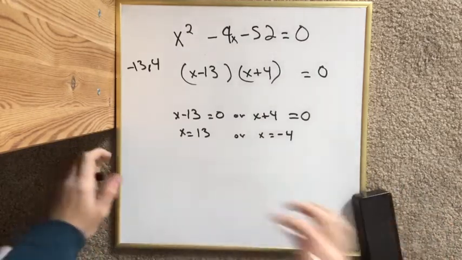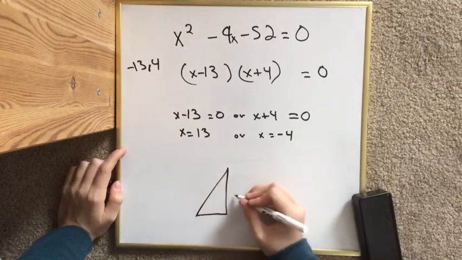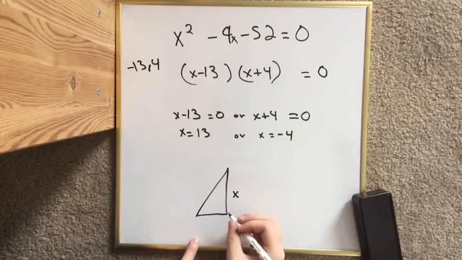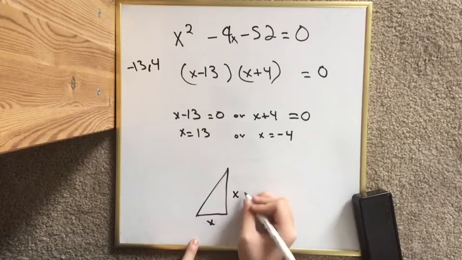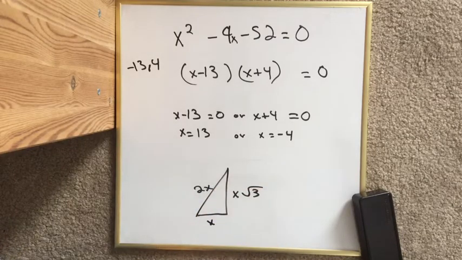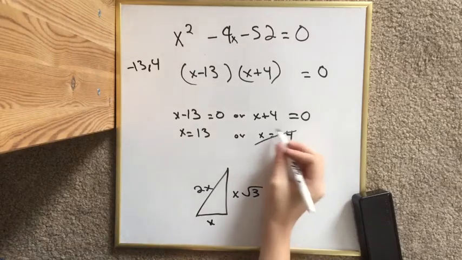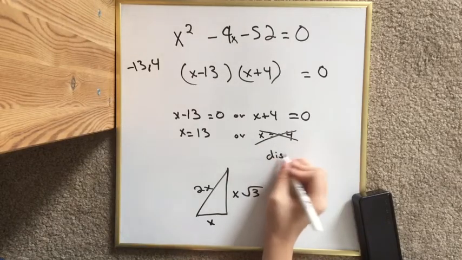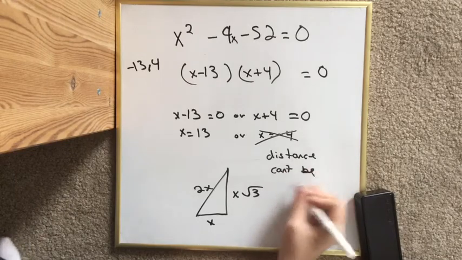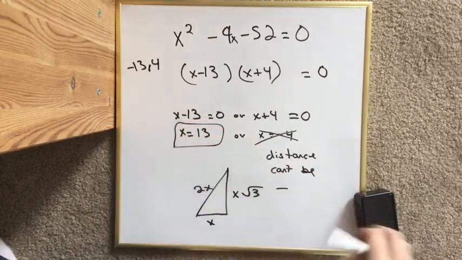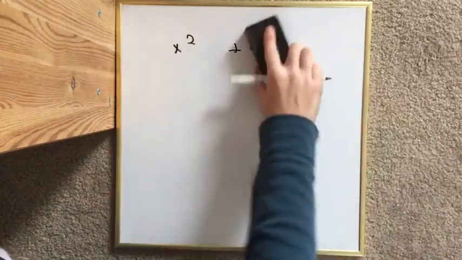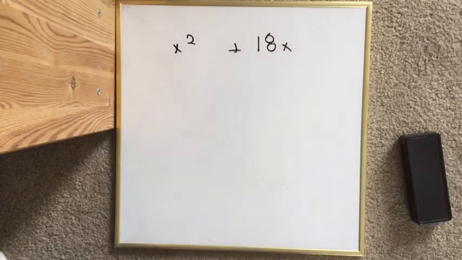Okay. But let's say we were solving for x and we had this triangle, okay? Let's say that's what we were doing this equation for. We got these for our x's. Remember that if you're doing something where the distance has to be positive, you cannot have negative distance. So I'm just going to go through this one pretty fast here.